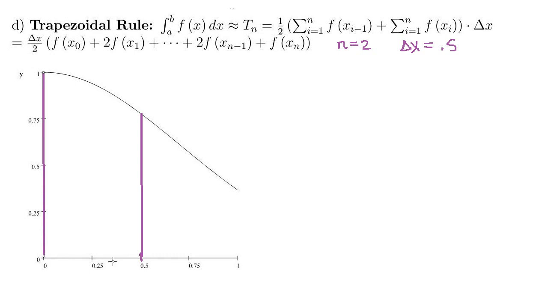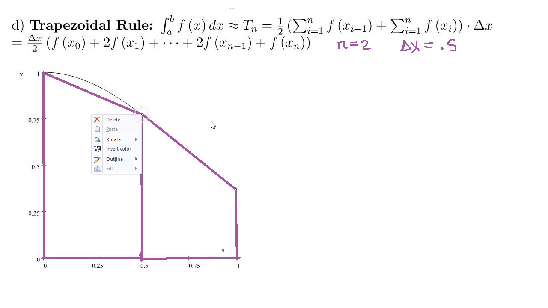Along the bottom, we're right on the axis, and then along the top, right there. So we're going to add up the area of that trapezoid, and then we'll have another trapezoid that goes from 0.5 to 1. That trapezoid is going to look something like this, and that looks pretty close to the graph. So we want to add up the areas of those 2 trapezoids.